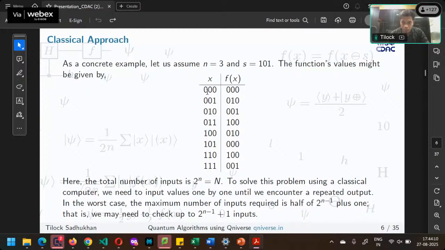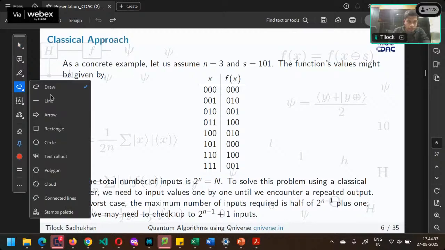For example, here we have outlined 8 inputs. Here, the number of the inputs is 8, right? So in the worst case scenario, we have to go at least 5 times to confirm that we are getting the repeated output. So if we try to generalize it, we are getting actually 2 to the power n. So I just try to write it down here.